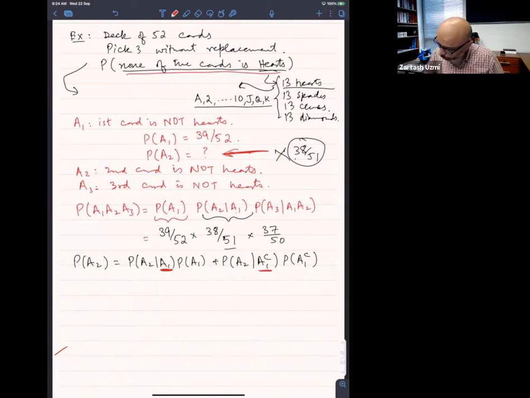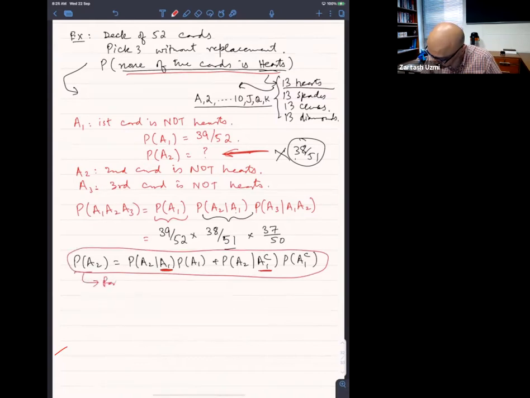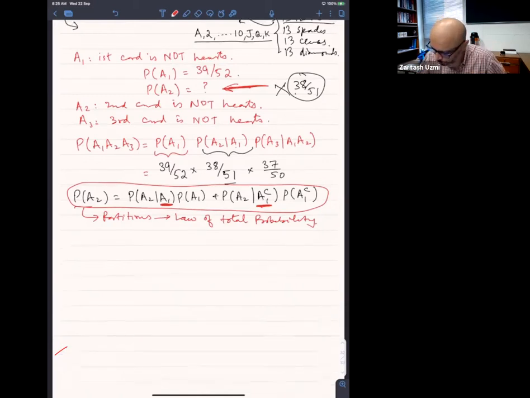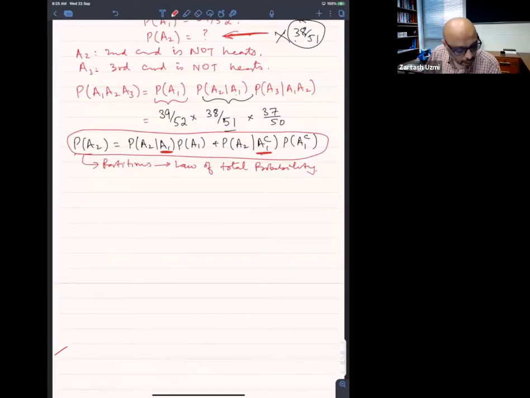So now I'm going to talk about this. This generalizes to what we call partitions, or the law of total probability. I will generalize this a little bit more. What I just hinted at here was that the first card could be either A1 or A1 complement, which are mutually exclusive and exhaustive. But it can happen that you have many possibilities on the first card. So I will talk about partitions.